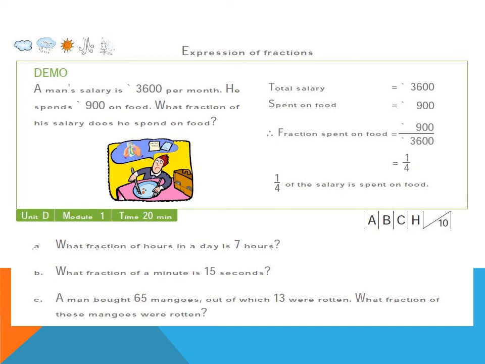Now simplifying it to the lowest term, two zeros from both the numerator and denominator get cancelled out. So we are left with 9 by 36. 9 4s are 36. So cancelling numerator and denominator by 9, we will get 1 by 4. So the concluding sentence will be, therefore 1/4, that means 1 by 4 of the salary is spent on food.